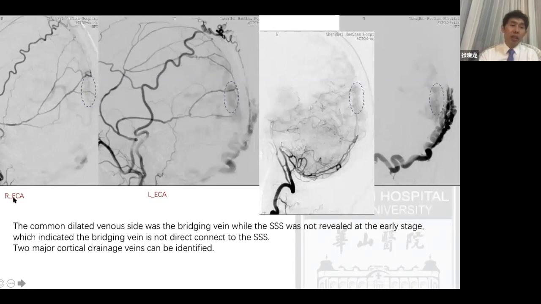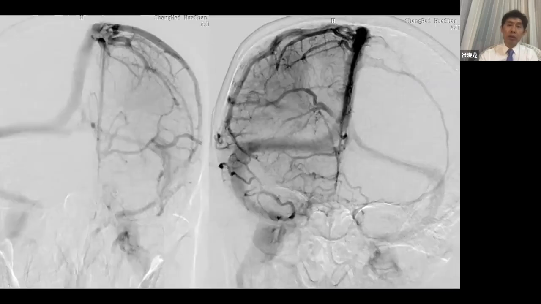This is the right external carotid artery, left external carotid artery, and the vertebral artery angiography, the occipital artery angiography. We can see the same construction of the venous part is here. And here is the bilateral sinus phase.